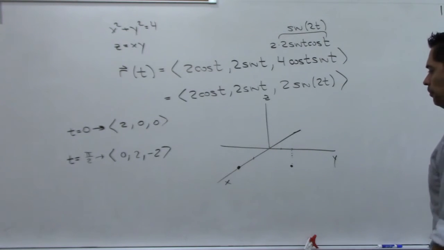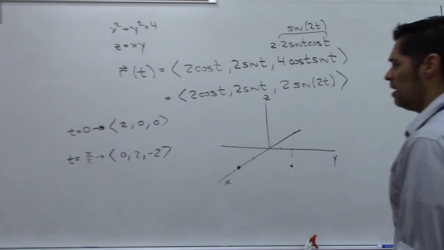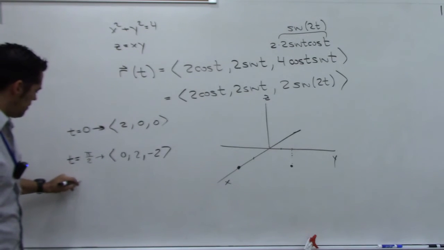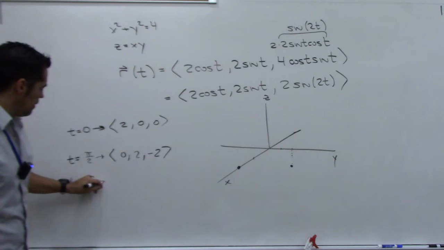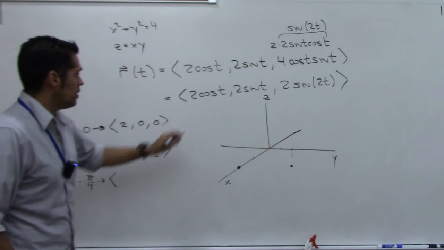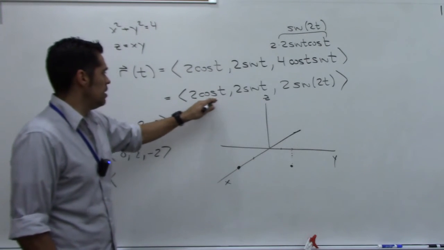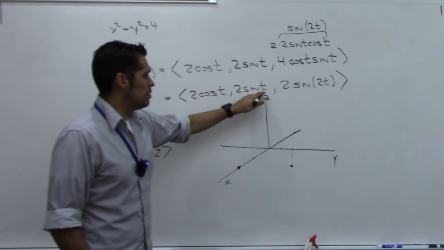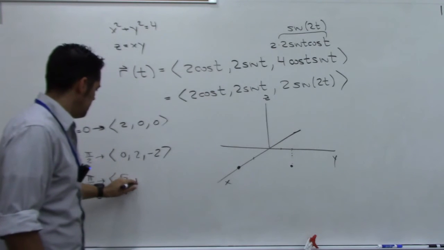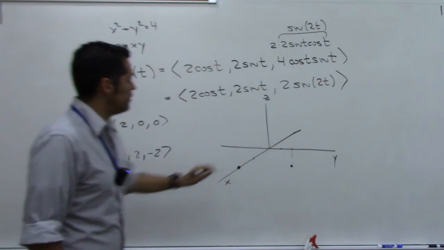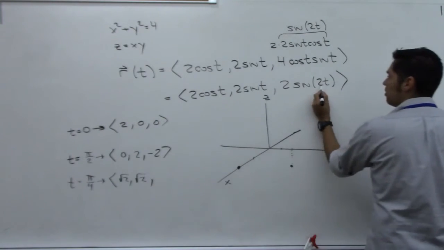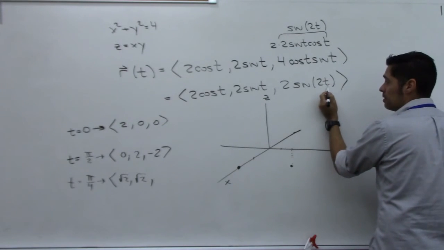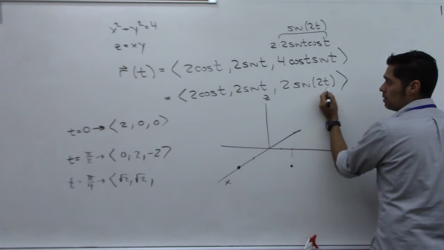All right. Maybe we should take one in between there. How about t is pi over 4? Cosine of pi over 4 is root 2 over 2, times 2 is root 2. And then sine of pi over 4 is root 2 over 2, then times 2 is root 2 again. And then here we do 2 times pi over 4, that's pi over 2.